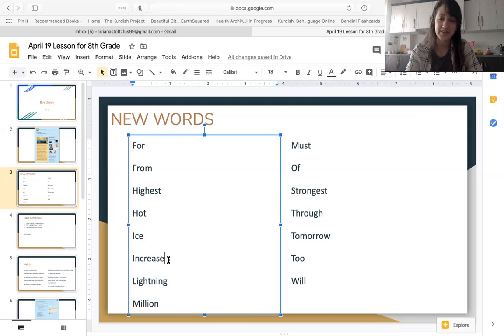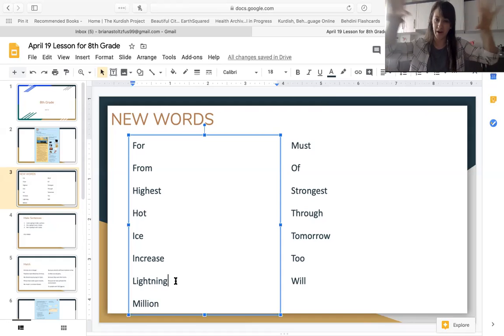This word is increase. Increase means to get more. So your English is increasing. You're getting more English every day. We could say if it's raining, the water is increasing. There's more and more water. It's increasing. Lightning. This is in a storm when it goes crash and the sky gets bright. In a storm, this is lightning.